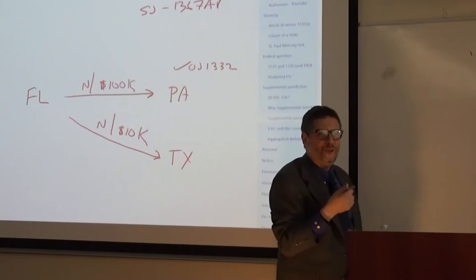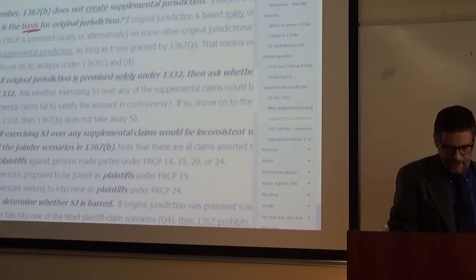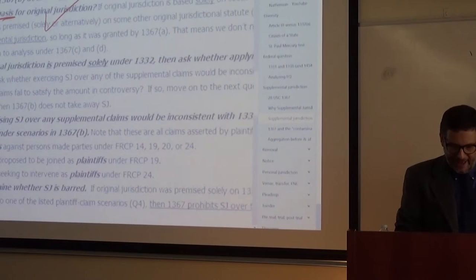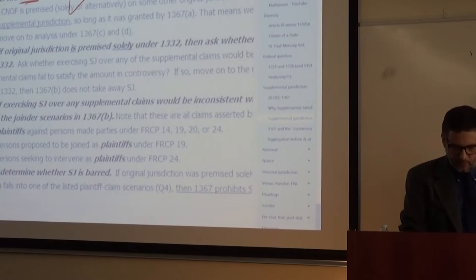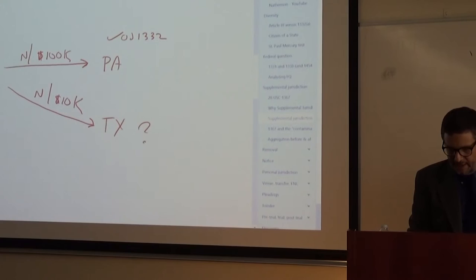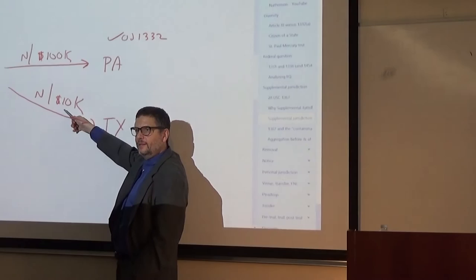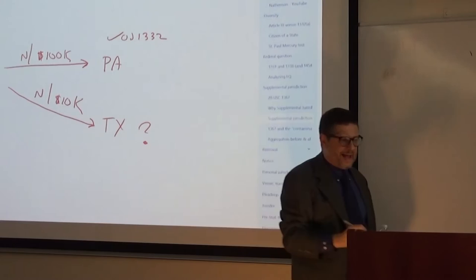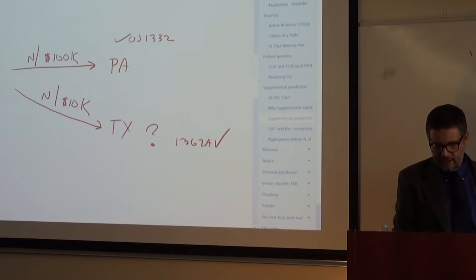Now we have to look at 1367(b). What's the basis? If it's diversity, then you have to dig further. Then we have to ask whether applying supplemental jurisdiction would be inconsistent with 1332. And the answer here is yes, right? On the one hand, it's the same car wreck, and there's original jurisdiction. So Section A would grant, 1367(a) grants jurisdiction, but now we've moved into 1367(b), and here's a big question mark.